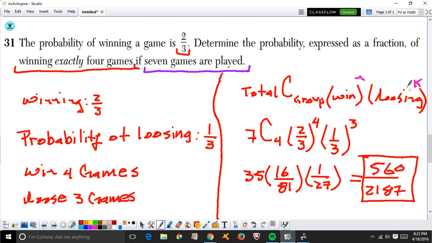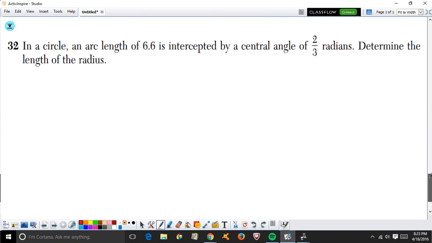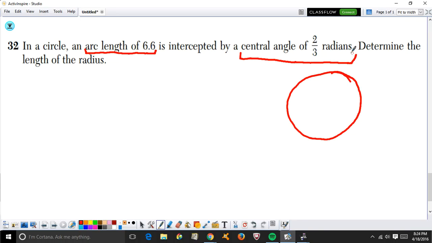Okay, now moving on. In example 32, we see that in a circle, an arc length of 6.6 is intercepted by a central angle of 2.3 radians. Now we gotta determine the length of the radius. So, talking about a circle here. Now let's identify some keywords. Arc length, which is 6.6. Central angle, which is 2.3 radians.